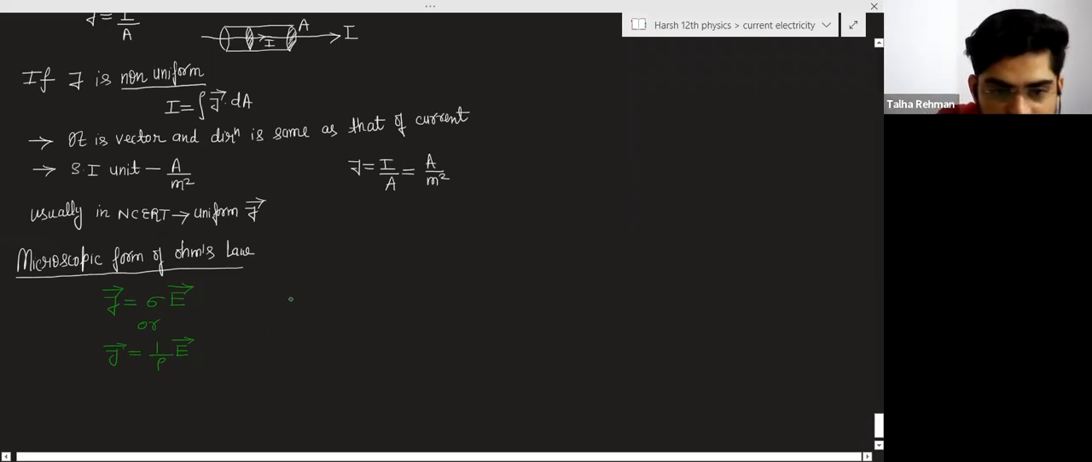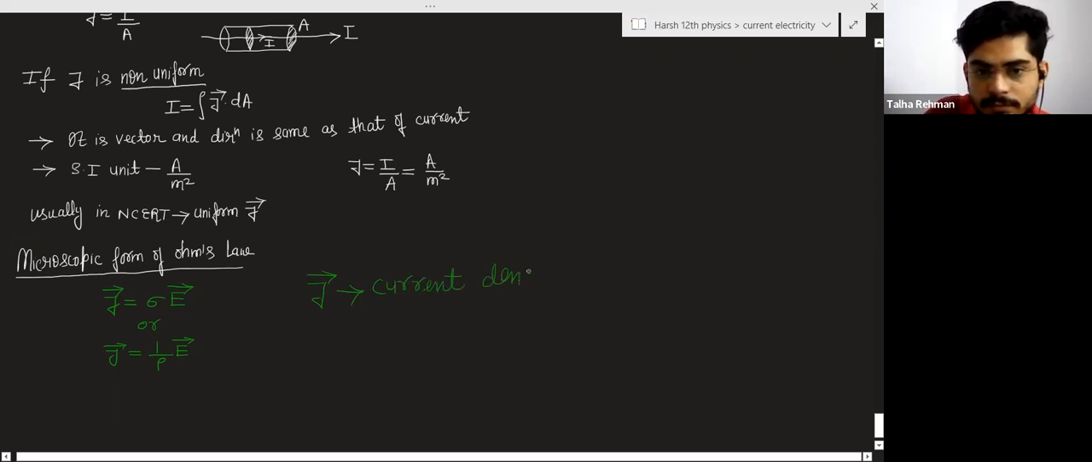I am writing here also. This J factor is the current density. Sigma is the conductivity. I am writing the meaning of all these symbols. E, you know already, is electric field. Rho is the resistivity.